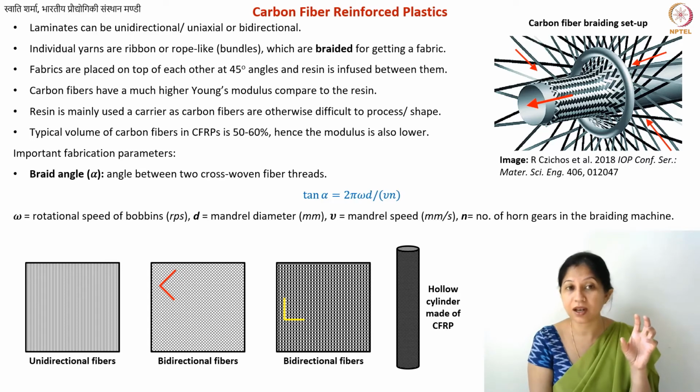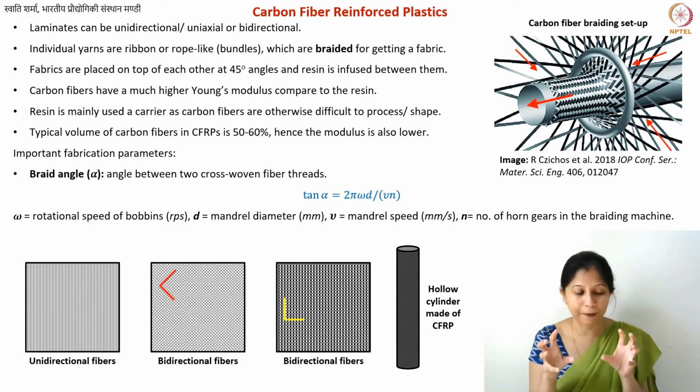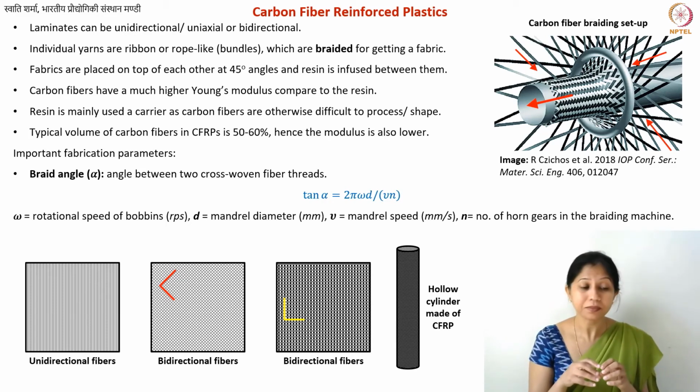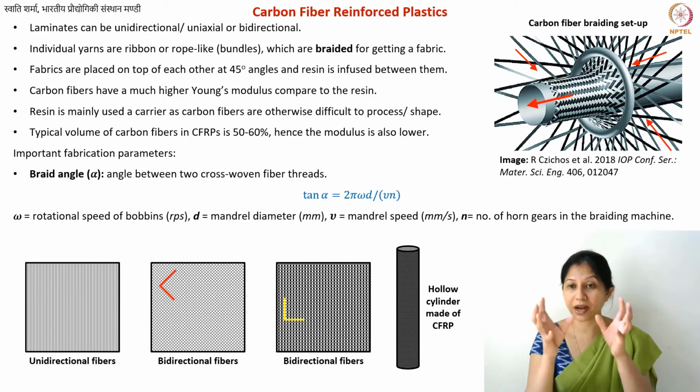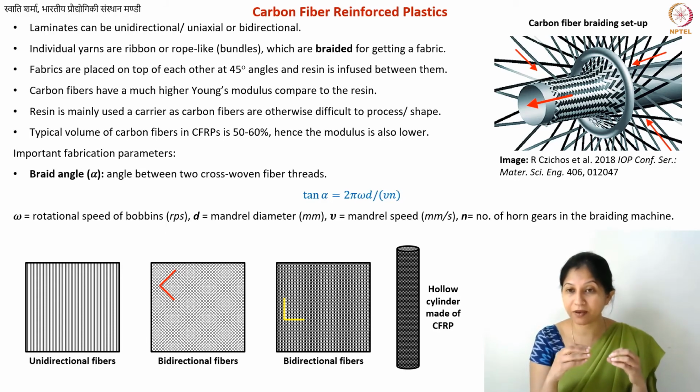So omega basically is the rotation speed of your bobbins. Bobbins are these holes where you feed your thread. In fact, if you've ever performed sewing using a sewing machine, then you know what bobbins are. Okay, so omega is the rotational speed of bobbins, and then you have the diameter of the mandrel, the cylinder, then the speed of the mandrel, and also the number of gears, because that will determine the rotation speed. So basically your braiding angle depends on all of these parameters, and if you are not able to get the exact angle that you wanted, then maybe there is something wrong with one of these parameters.